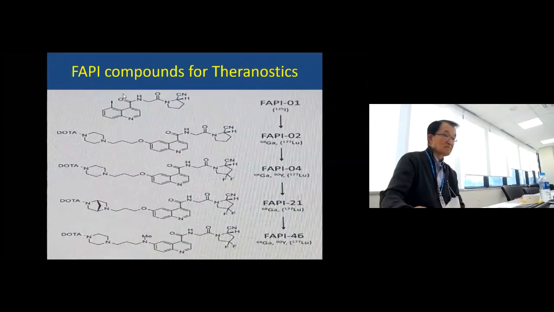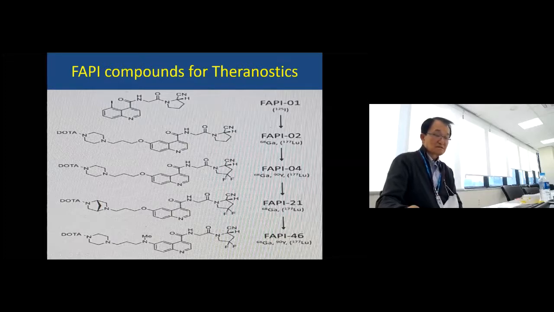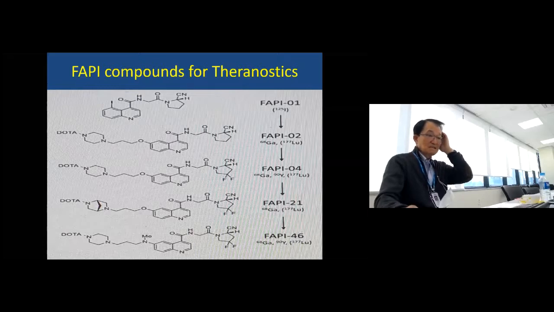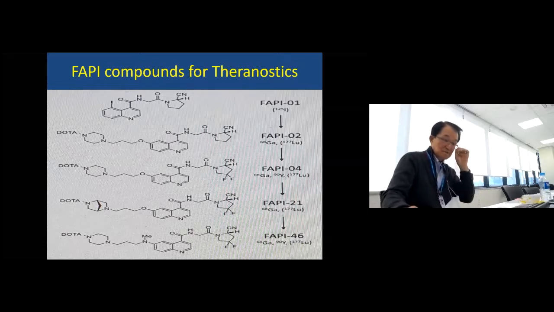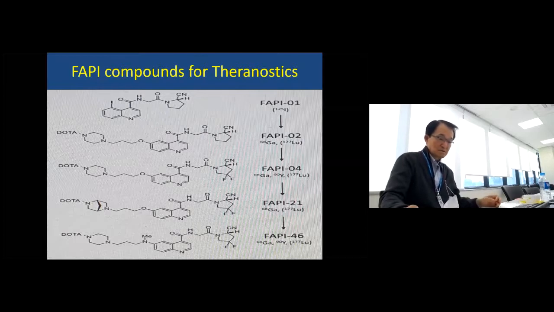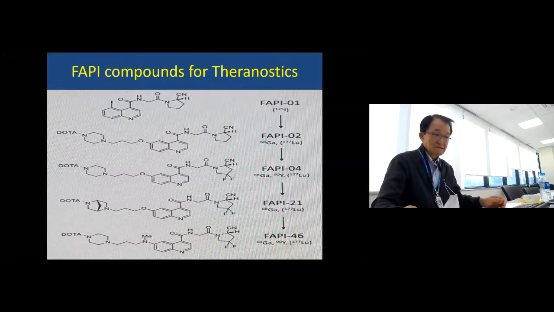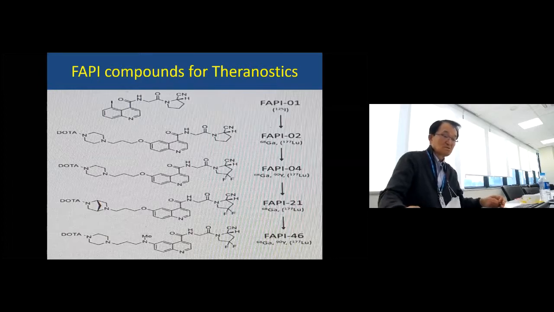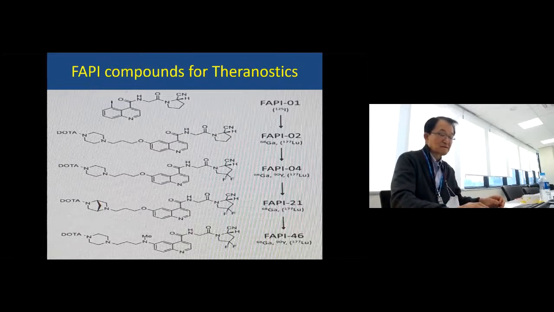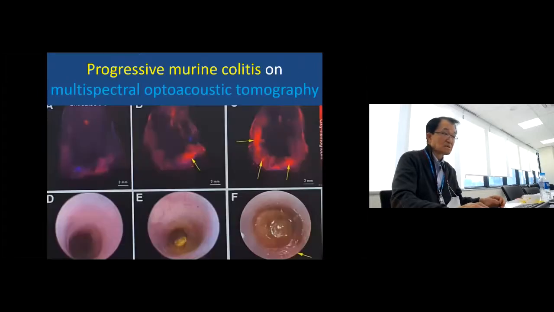And now we have an agent that has been labeled with gallium-68, F18, and even lutetium-177 for theranostic purposes. We are hoping this fibroblast activation protein inhibitor, FAPI-46 type, that's the best, is something we can use in clinics very soon. It's the best for diagnosing cancer as well as inflammation, and also for therapy.